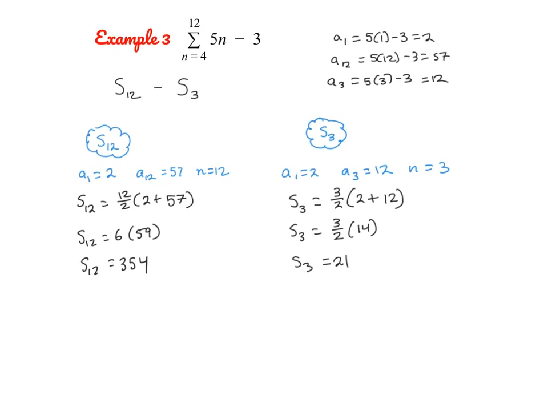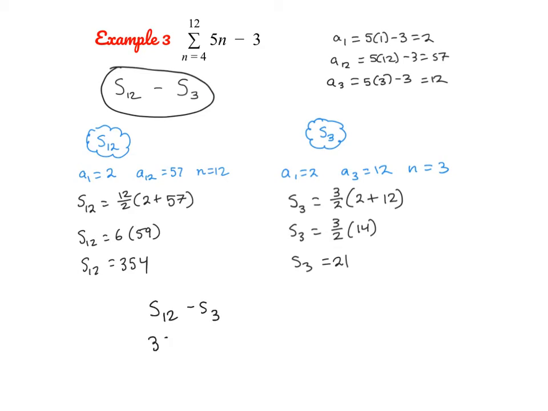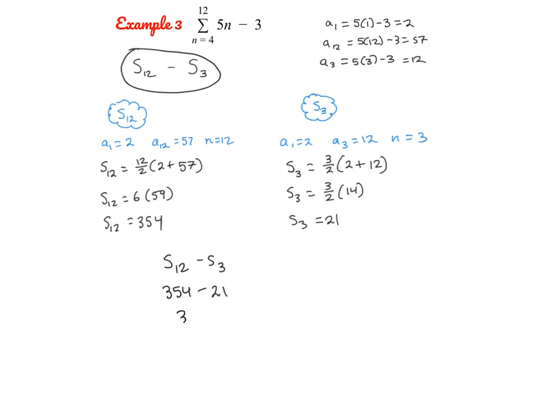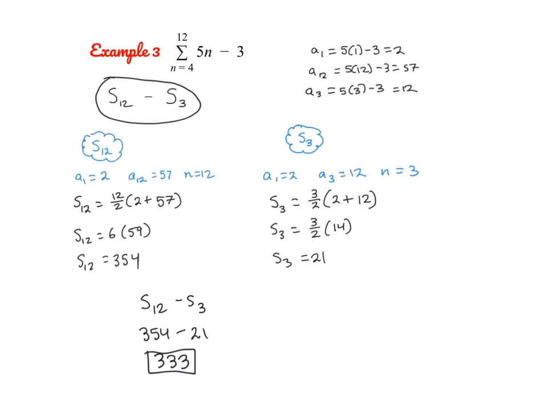Now that we know the sum of the first 12 terms and the sum of the first 3 terms, we can do the initial little formula we came up with: the sum of the first 12 minus the sum of the first 3. So 354 minus 21, and that gives us a sum of 333. Just remember our formula is for the sum of the first however many terms. If you are not starting at the first term, we can still use the formulas, but you find the total sum and then take away the ones that you don't want. We wanted to start at the 4th term, so we took away the sum of the first 3.